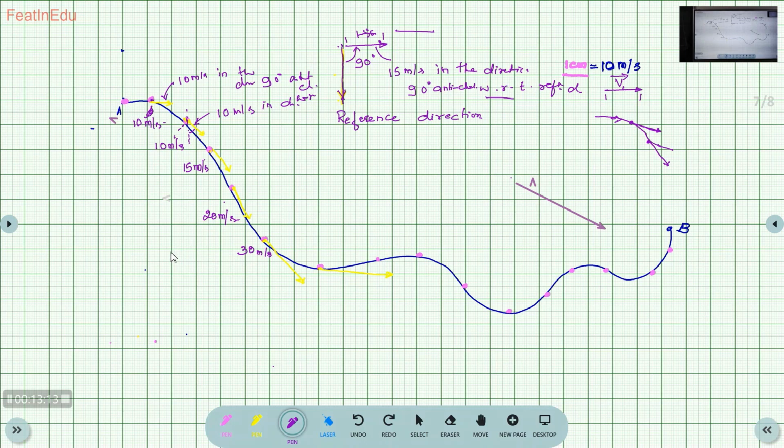What is the direction? 10 meters per second in the direction 45 degrees anti-clockwise with respect to the reference direction. Great. Okay, understood?